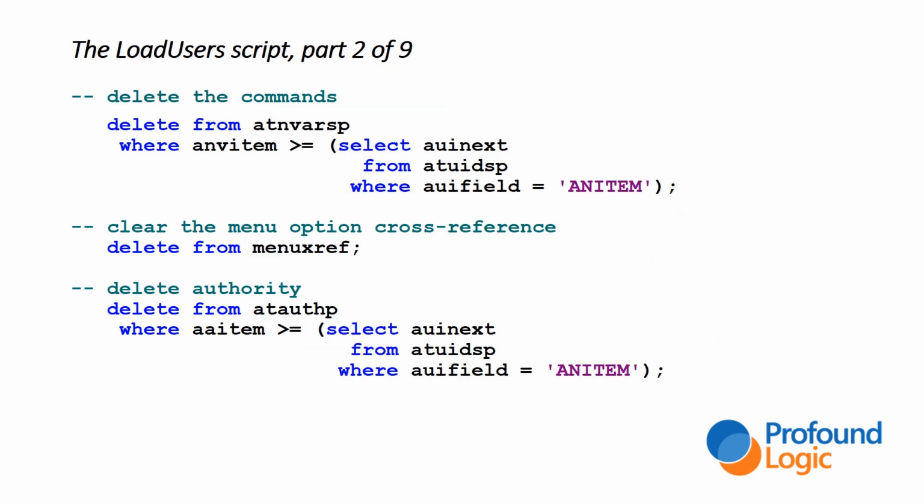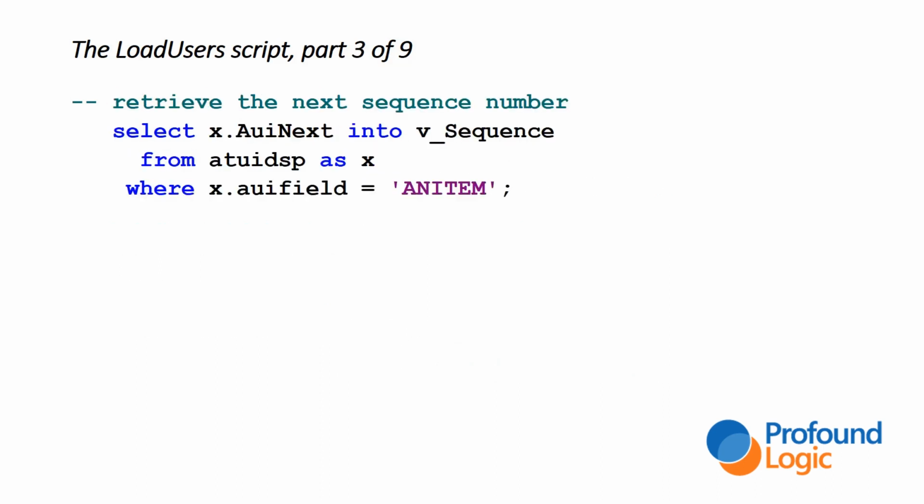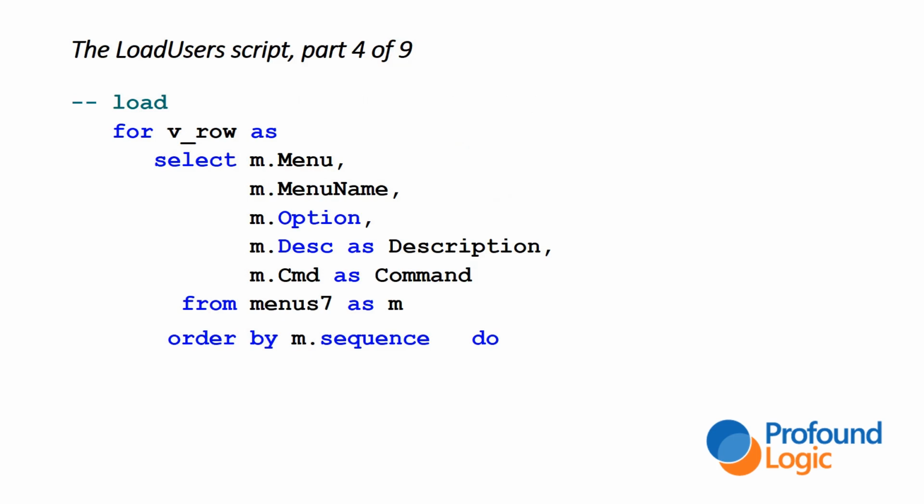Get rid of the old data if it exists. This part isn't necessary. I put it there when I had to reload the data. I deleted the navigation items from ATNAVP and made this code delete everything associated with it. Retrieve the next available ID number for navigation items. Use a for loop to iterate over the menu data.